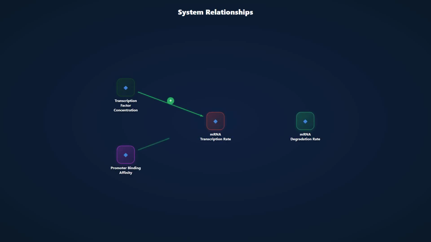A positive relationship exists between transcription factor concentration and mRNA transcription rate. More transcription factors mean more messenger RNA is made. Similarly, a positive relationship connects promoter binding affinity to mRNA transcription rate. The stronger the binding, the more efficiently mRNA is produced. However, a negative relationship exists between mRNA degradation rate and protein translation rate. If mRNA breaks down faster, less protein can be made.